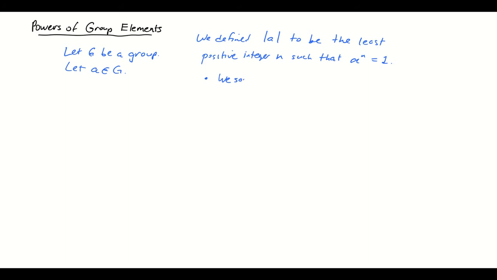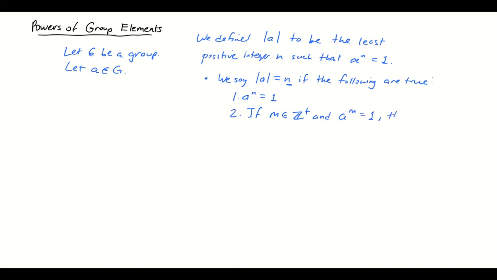We say that the order of A is n if the following two things are true. Okay, so here are the two things. Number one, a to the n has to be the identity. In other words, this has to be an exponent that takes a to the identity. And number two, if m is also a positive integer and a to the m is equal to the identity, then m is greater than or equal to n, because we want n to be the least. By the way, this inherently assumes that n is a positive integer. If I don't make that assumption, this definition is a little bit wrong.